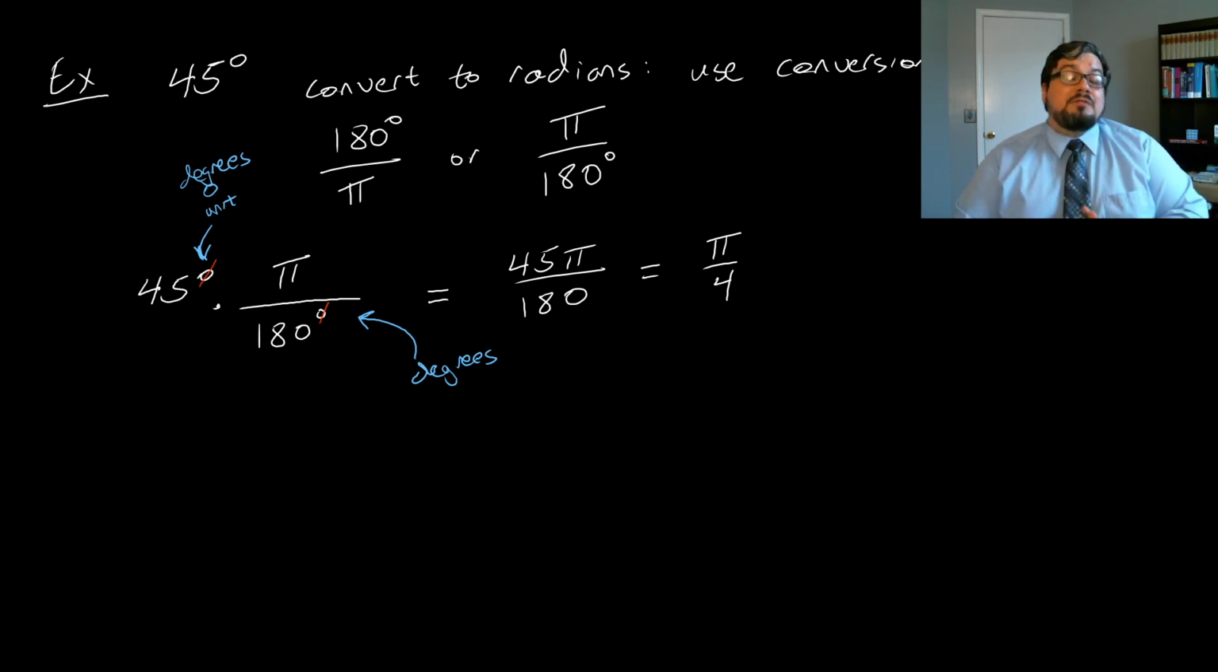Now, we generally don't approximate these radian measures. Typically, we'll use it as a multiple of pi. The angles that we're most interested in will usually be multiples of pi, and so we want to leave it that way. So 45 degrees, we'll say, is pi over 4.